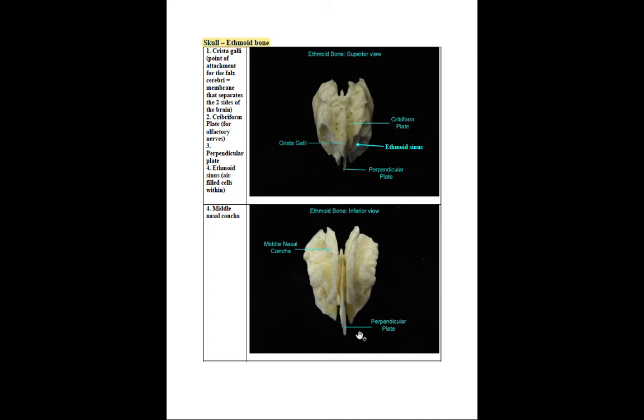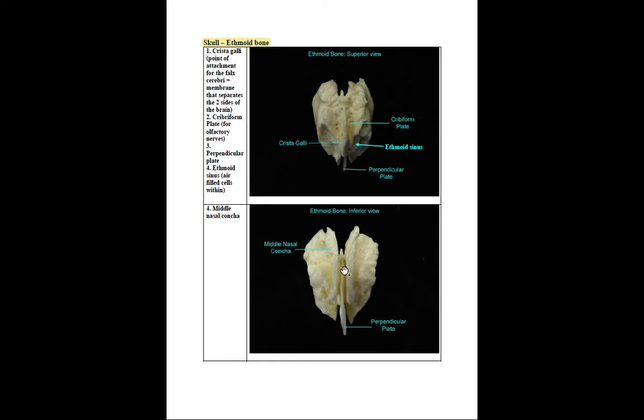Perpendicular plate, you can actually see better from the inferior view, but you can see a little bit of that perpendicular plate sticking out here. That perpendicular plate we'll come back and talk about in a minute when we look at the skull all together. And that perpendicular plate will actually fuse with the vomer to make up your nasal septum. So that's the importance of that perpendicular plate.